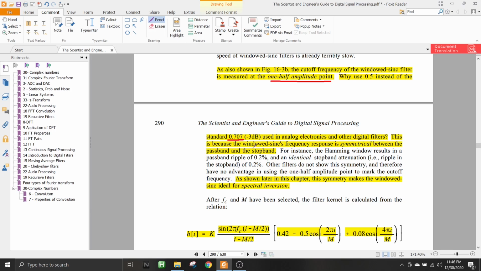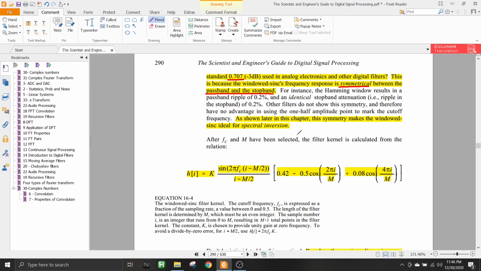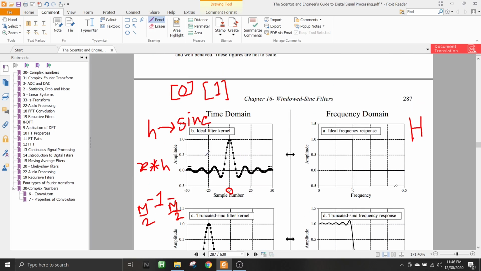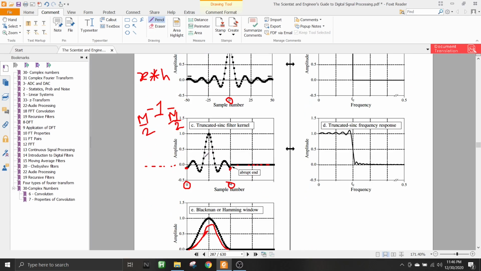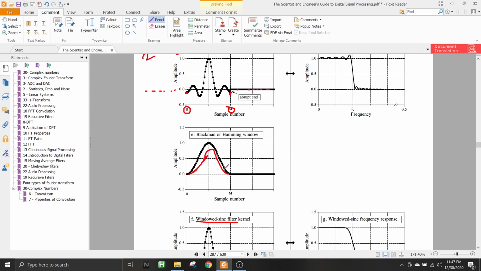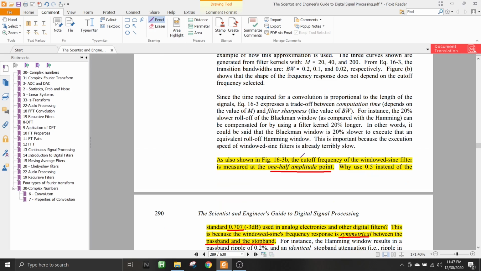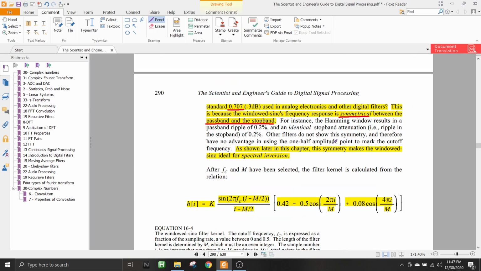Why is that? This is because the window sinc filter's frequency response is symmetrical between the passband and the stopband. If you look at the time domain plot of this filter, you'll see that it is symmetrical around sample 0, and even after truncating it, this truncated part is obviously symmetrical, not at 0 but around some actual sample point. So that is the reason why it is easier to work with a filter kernel whose cutoff frequency is taken at half of the amplitude.